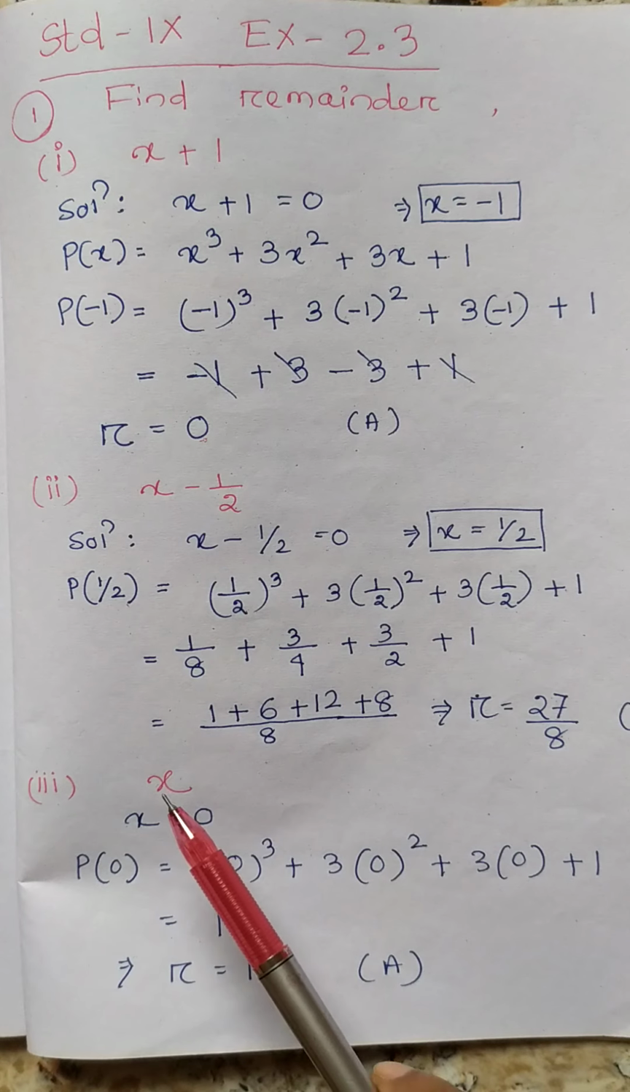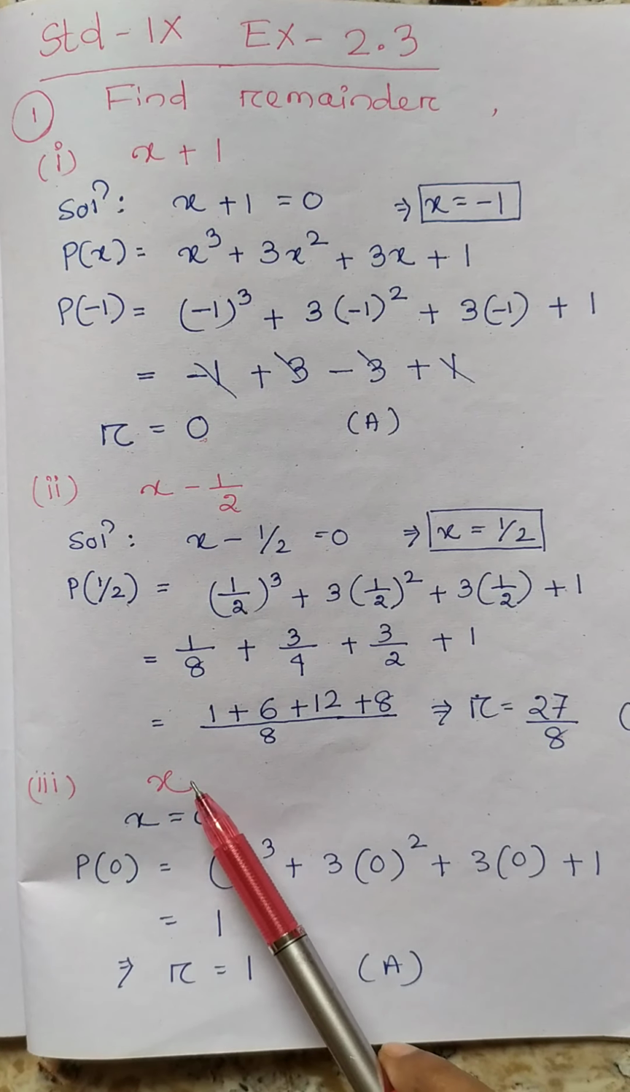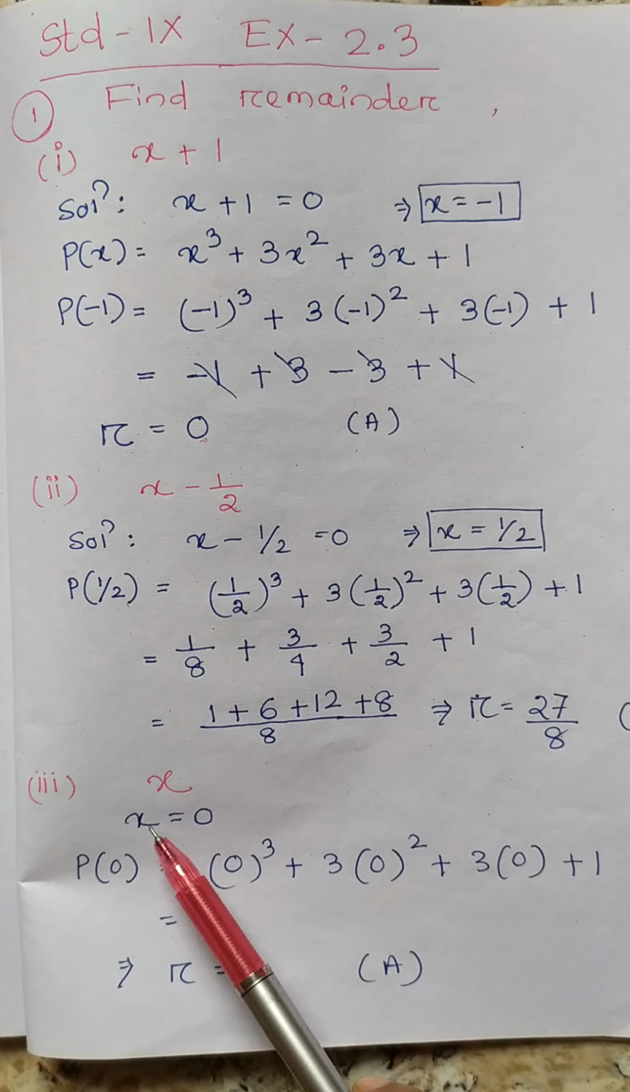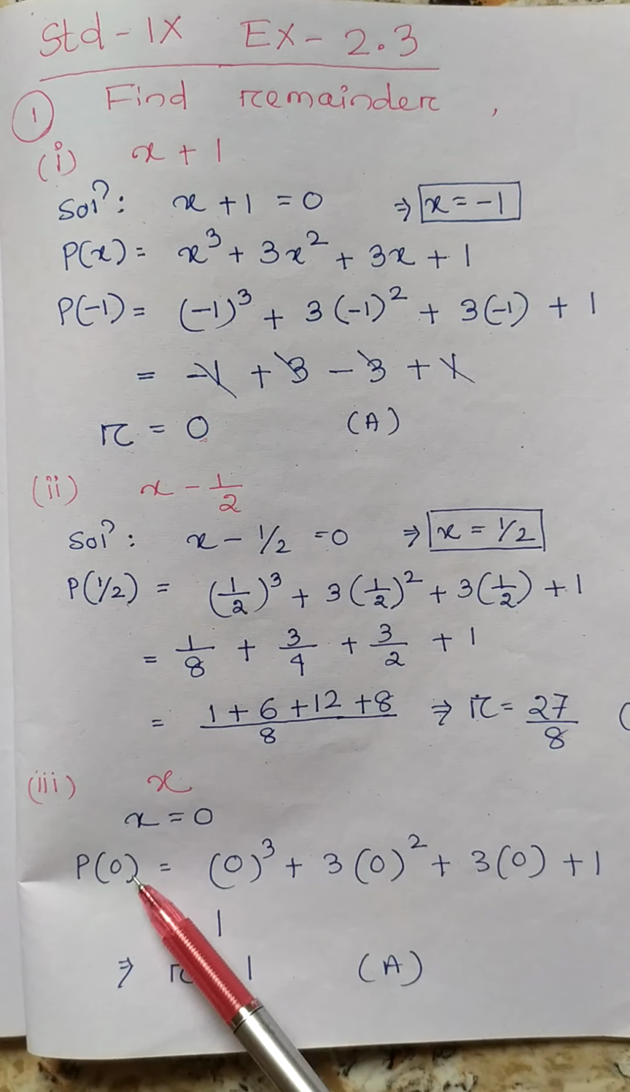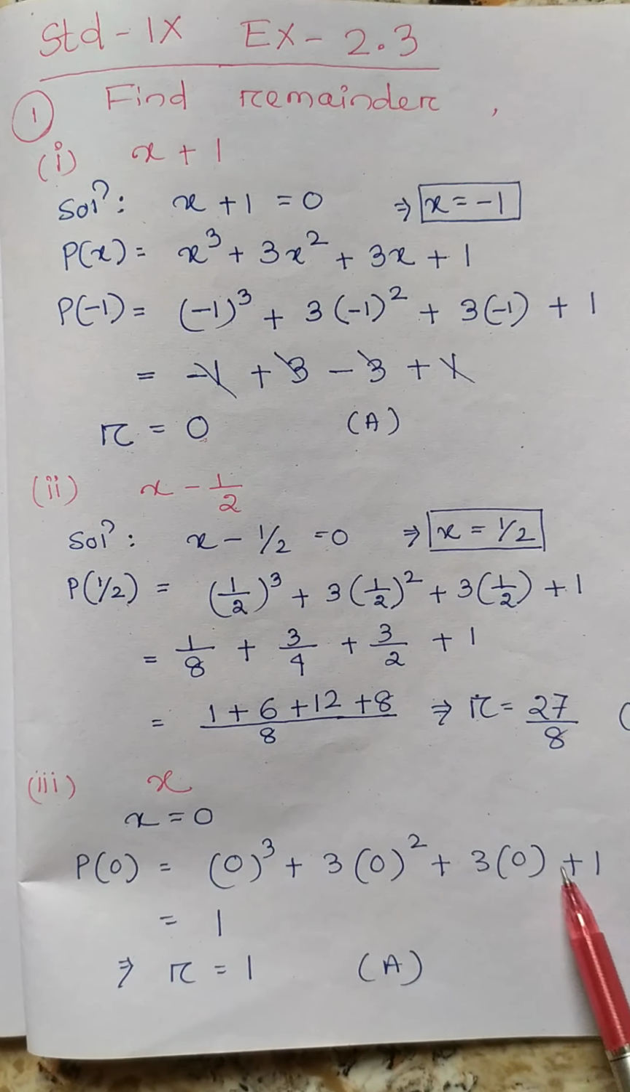Coming to bit 3, it is given simply as x. That means our divisor is x. So the divisor must be equal to 0, so x equals 0. Now we will put p of x as p of 0. Putting this value of 0 we got 1. So here our remainder r is equal to 1.